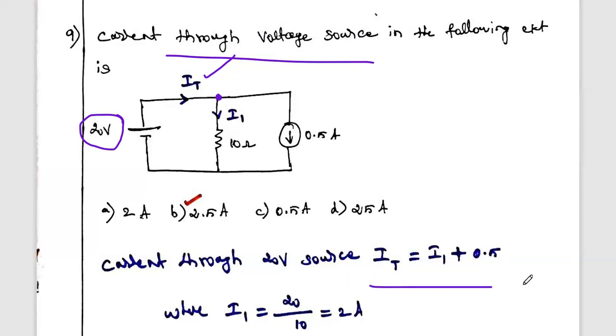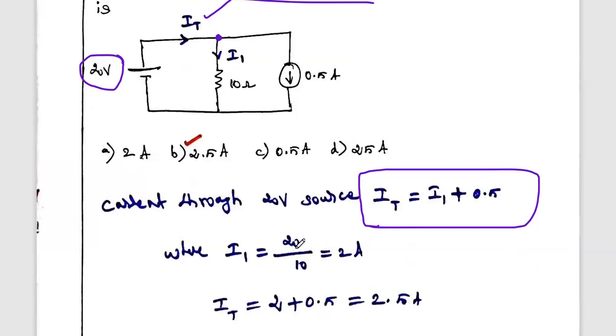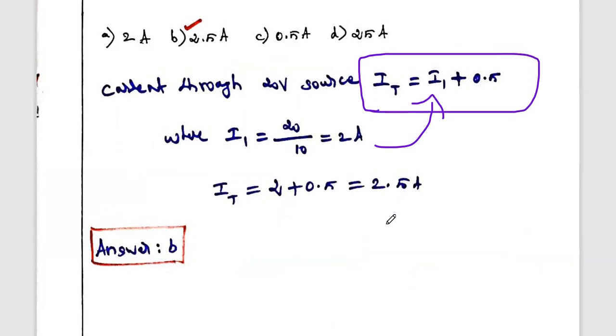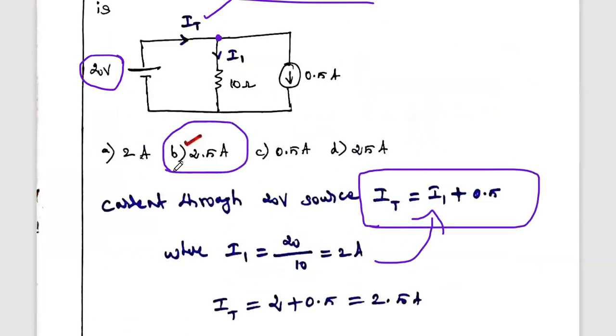So according to KCL at this node, IT equals I1 plus 0.5. Now we are going to calculate I1. Across this resistor, what is the voltage given? 20 volts. So the current flowing through this resistor is 20 divided by the resistance, according to Ohm's law. So the current I1 equals 20 divided by 10, which is 2 amps. Substitute this I1 value in the above equation. So the total current is 2 plus 0.5, which is 2.5 amps. So answer B is the correct answer.